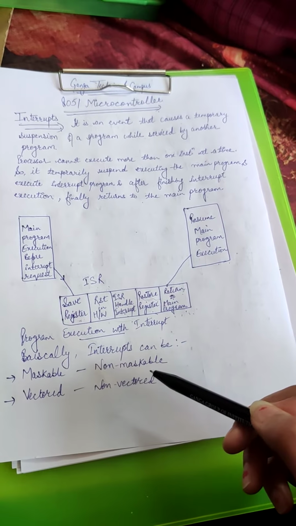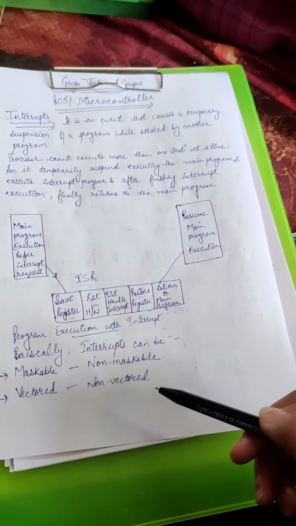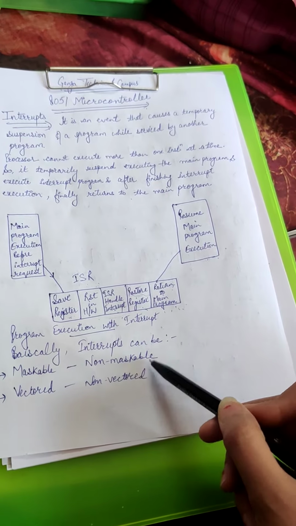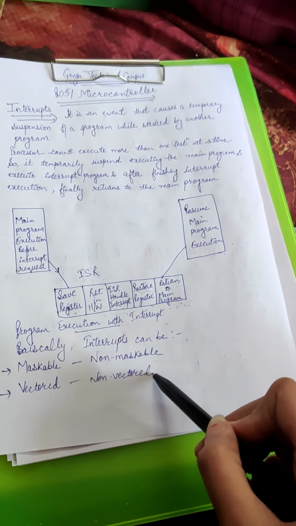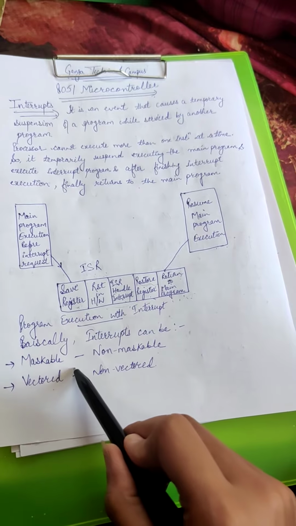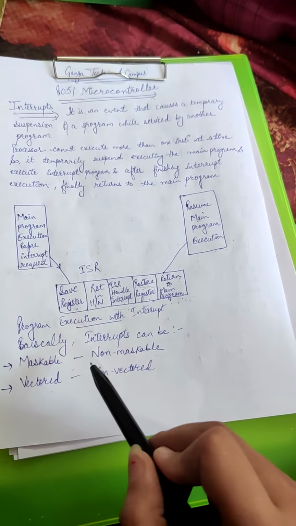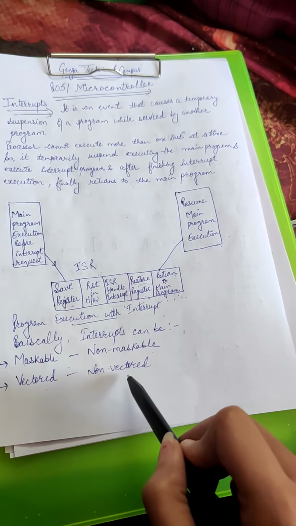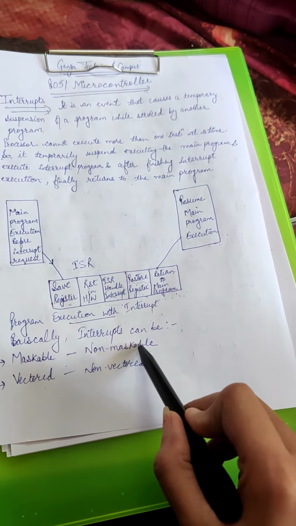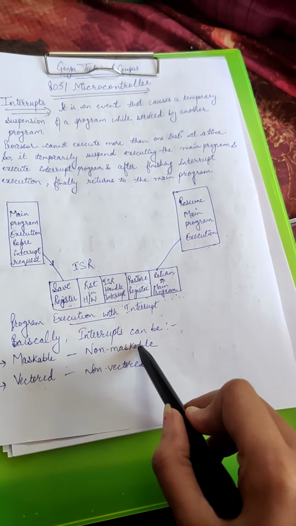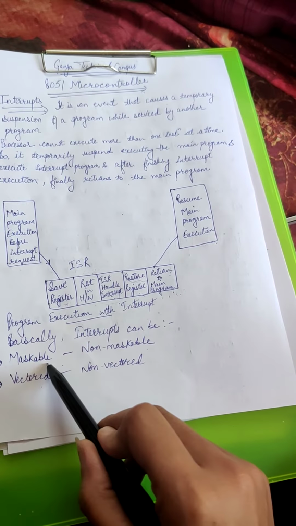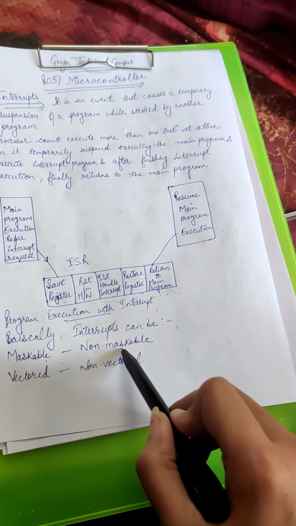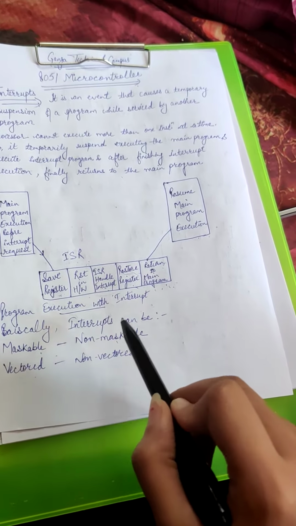Now, basically interrupts are of different types: maskable interrupt, non-maskable interrupt, vectored and non-vectored interrupt. Maskable interrupt means one which can be ignored, and non-maskable interrupts cannot be ignored. Means if the request is from a maskable interrupt, it can be ignored, but if there is a request from a non-maskable interrupt, we can't ignore it. We have to execute it.